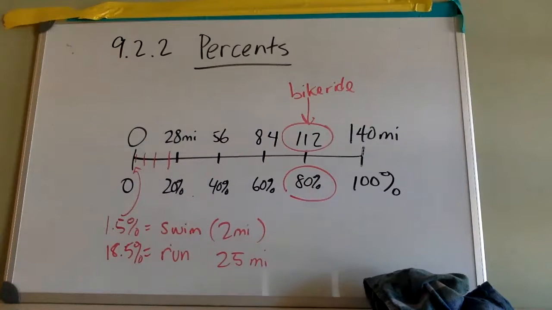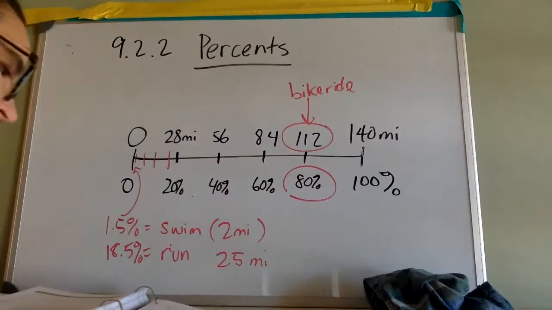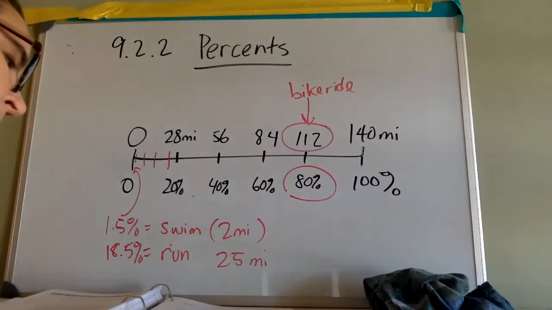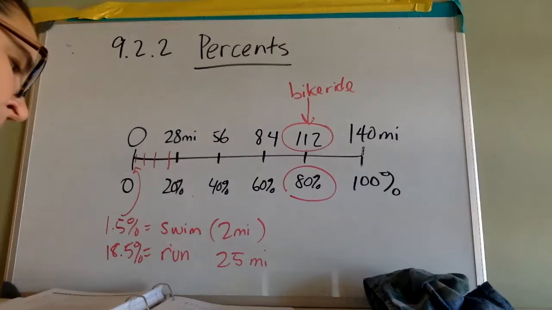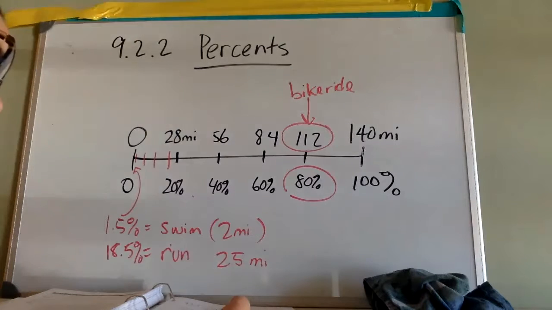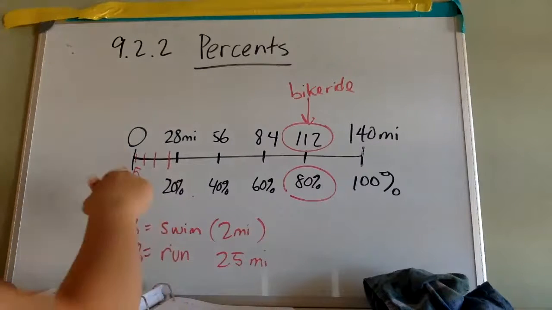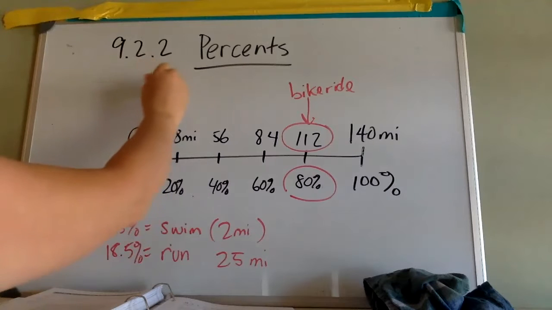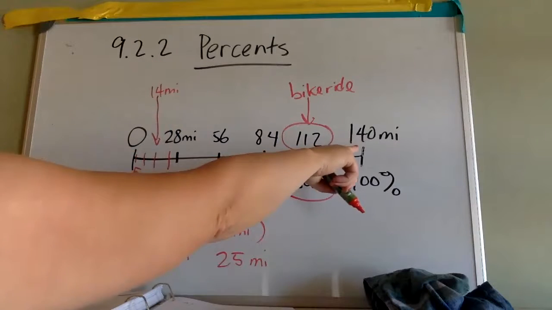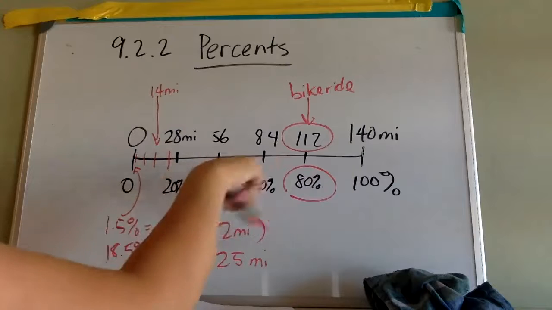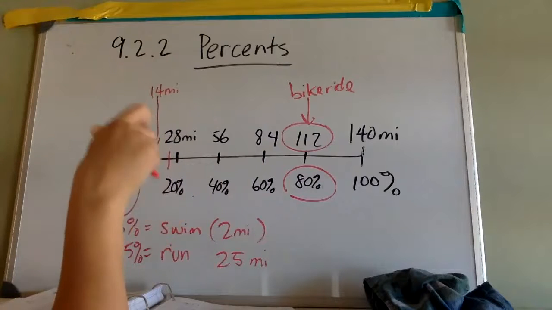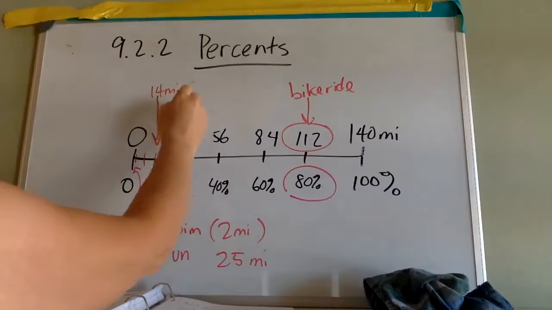So let's, now those are our estimates. Now they want us to really find it out. How can we figure 10% of the race, 1% of the race? So 10% of the race is right here at 14 miles. And 1% of the race is 1.4.